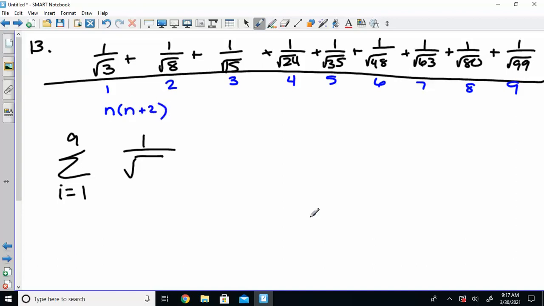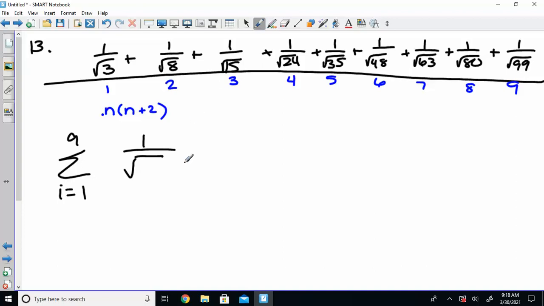So if we put in a 1, there'll be 1 times 3, which is 3. That works. We put in a 2. You get 2 times 4, which is 8. Put in a 3. 3 times 5 is 15. 4. 4 times 6 is 24. 5. 5 times 7 is 35. 6. 6 times 8 is 48. 7 times 9 is 63. 8 times 10 is 80. 9 times 11 is 99. So does this work? Yes.